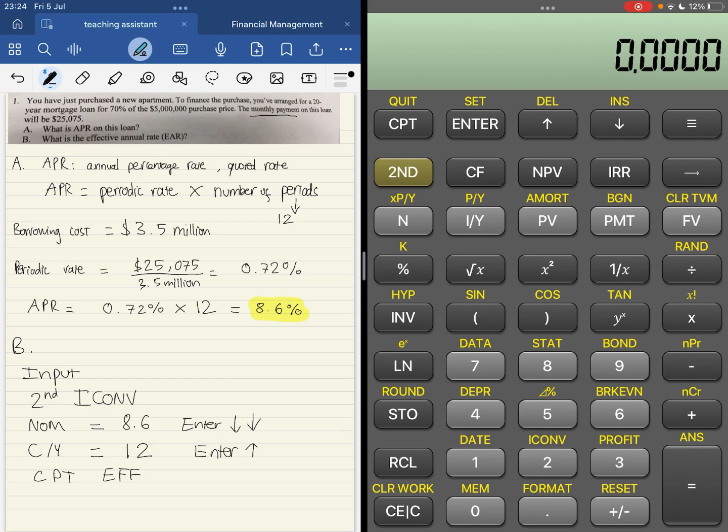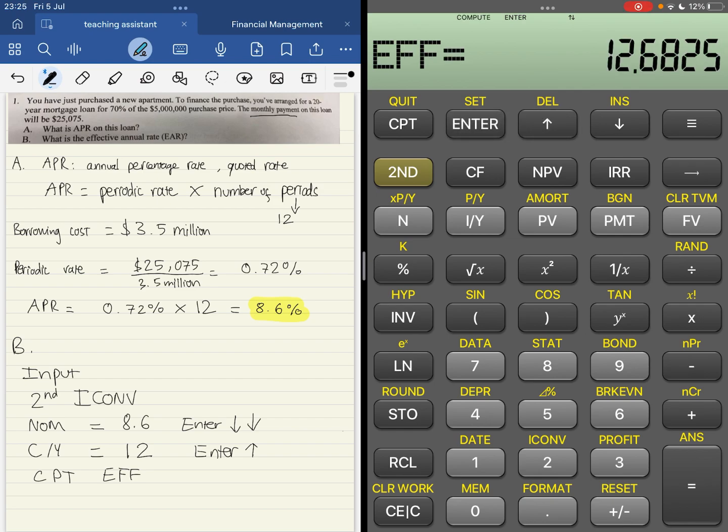First step, we press 2ND and we choose the ICONV function. The nominal interest rate will be equal to 8.6%. And this one is the same thing as the APR, because the other way to call APR is nominal interest rate. Enter. And we go down 2 times. Then C/Y is the number of periods computed per year. Since in this exercise it is monthly payment, the number of periods will be equal to 12. 12, enter, and we go up.